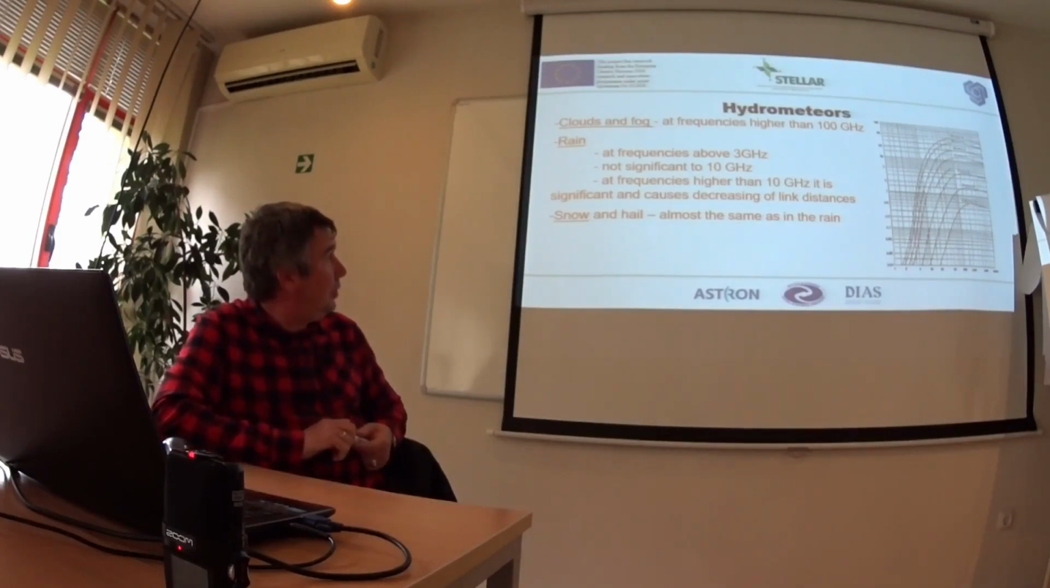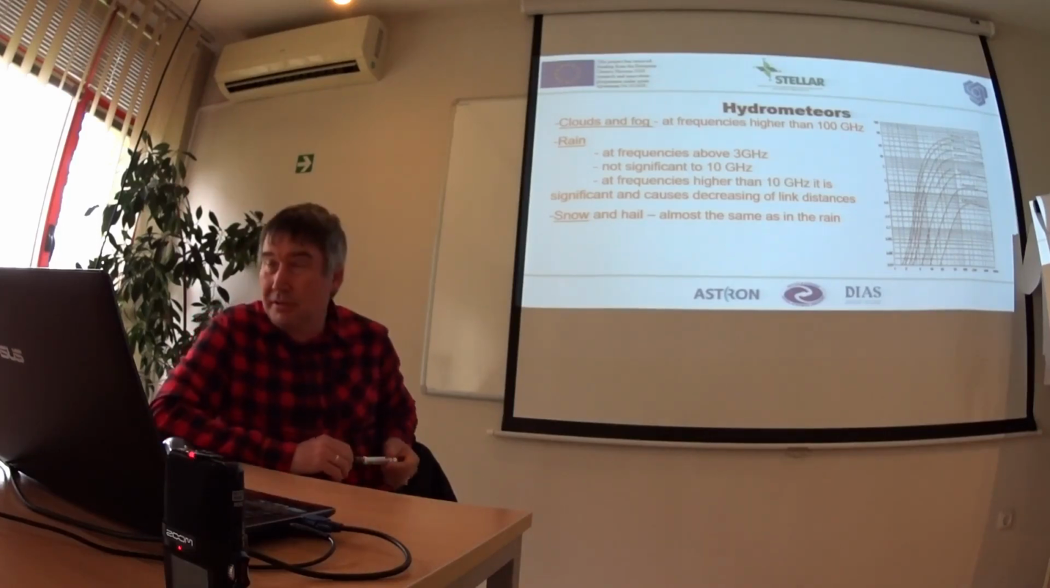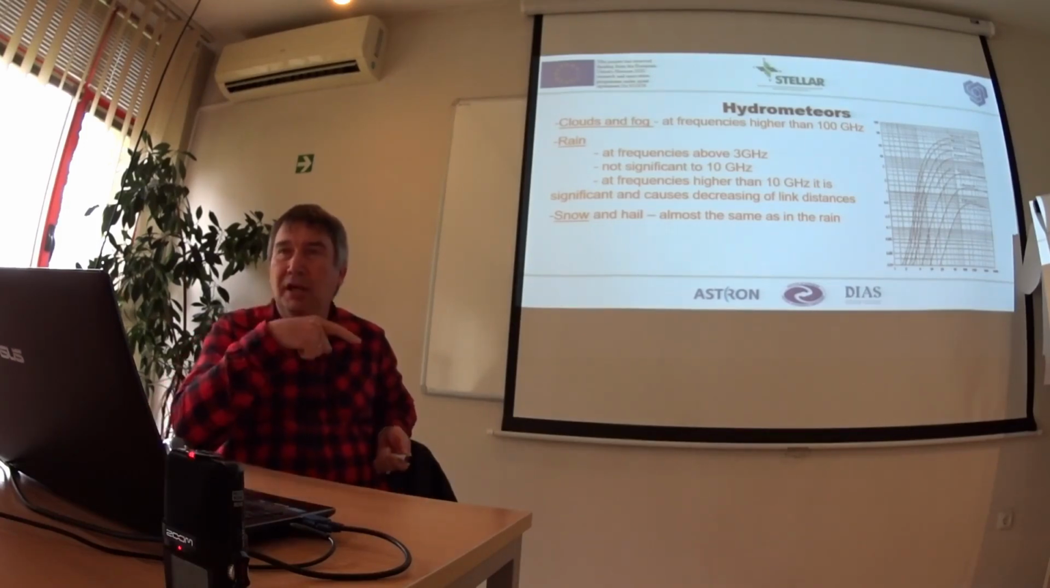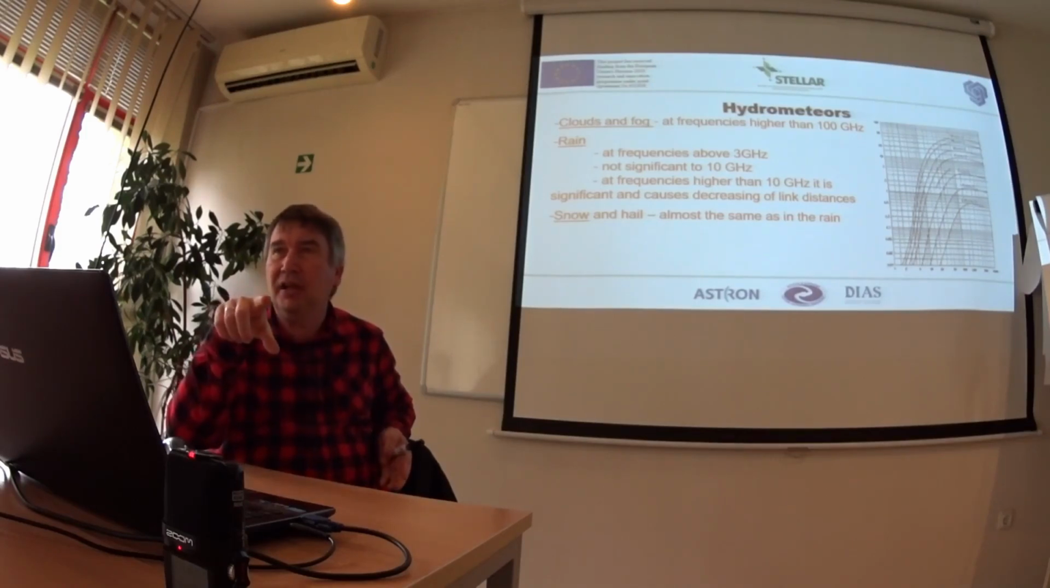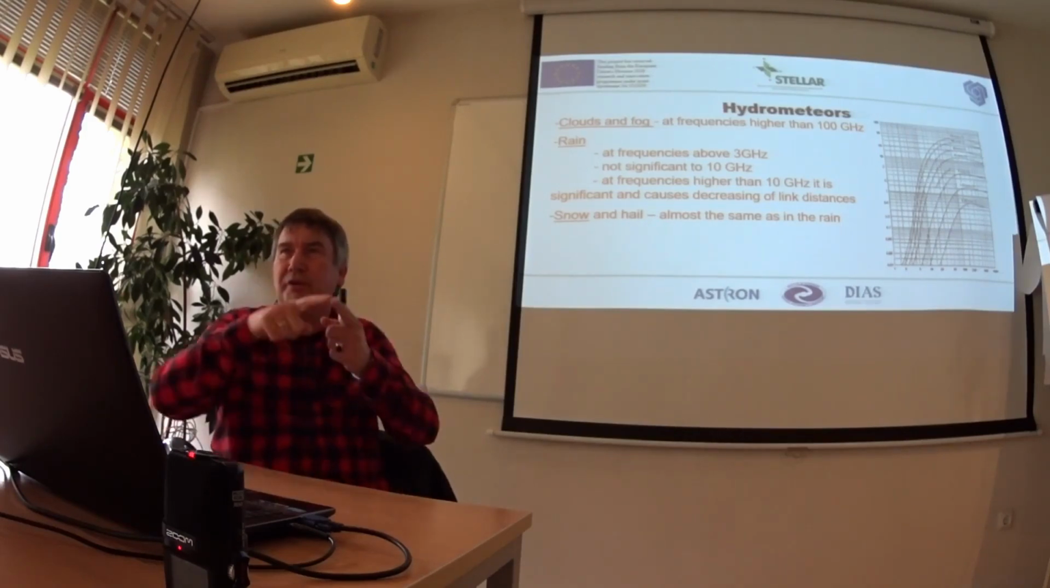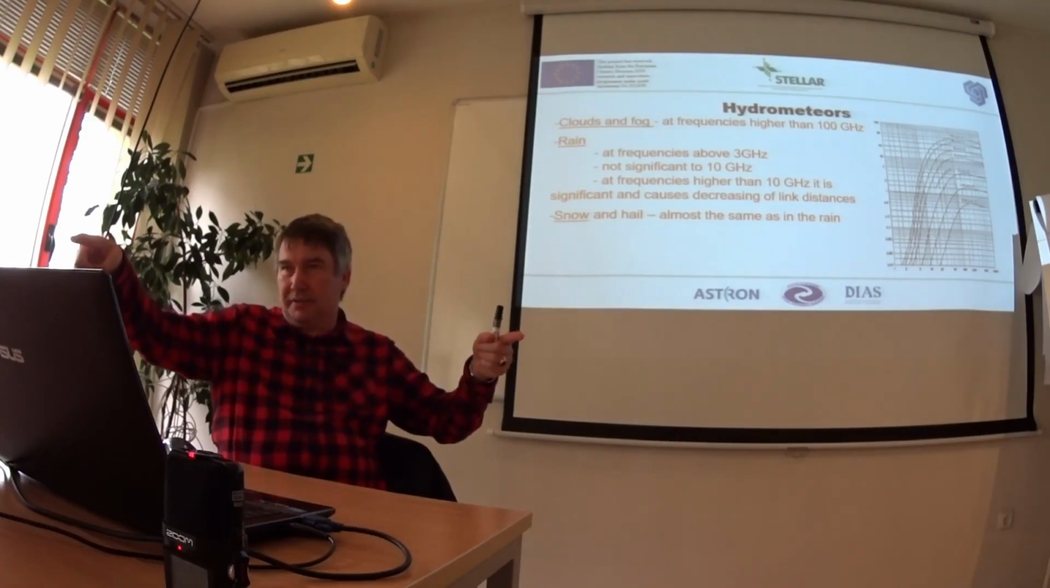Some more about link distances. 3 GHz is the beginning of the super high frequency band. In this super high frequency band, we need free line of sight for communications, and this free line of sight means around 60 kilometers link distance.